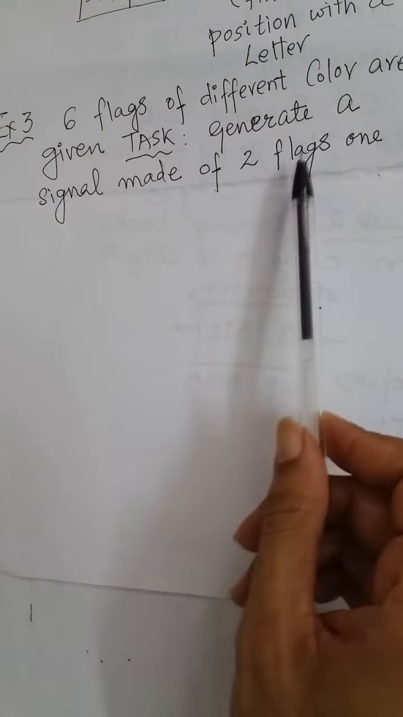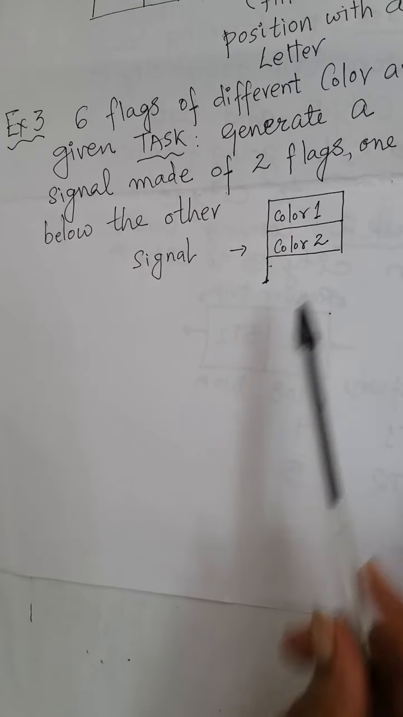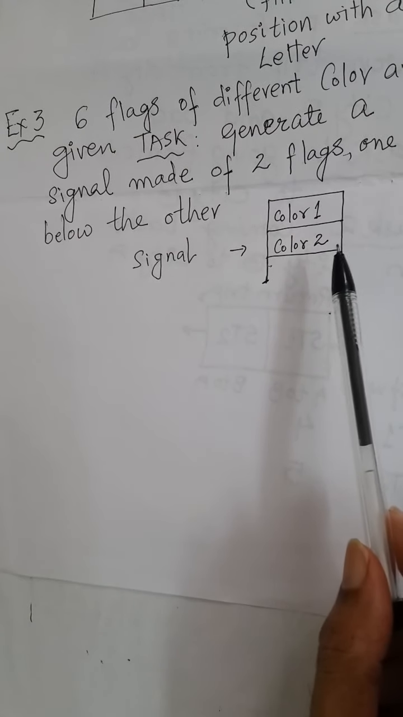Generate a signal made of 2 flags, one below the other. So we have to generate a signal made of 2 flags, one below the other. What does this mean? Let's see. So the signal means this: a flag, one color and another color below that. So this flag means a signal.